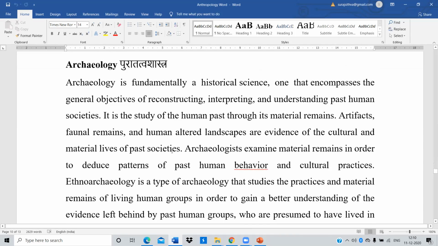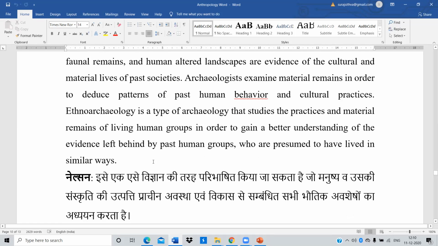Its next point is archaeology, Puratatva Shastra. It is fundamentally a historical science, one that encompasses the general objectives of reconstructing, interpreting, and understanding past human societies. It is the study of human past through its material remains. Artifacts, faunal remains, and human altered landscapes are evidence of the cultural and material lives of past societies. Archaeologists examine material remains in order to deduce patterns of past human behavior and cultural practices.